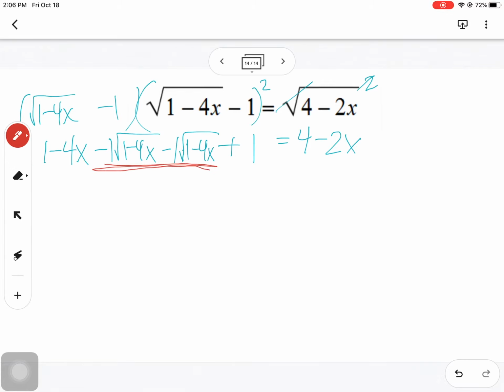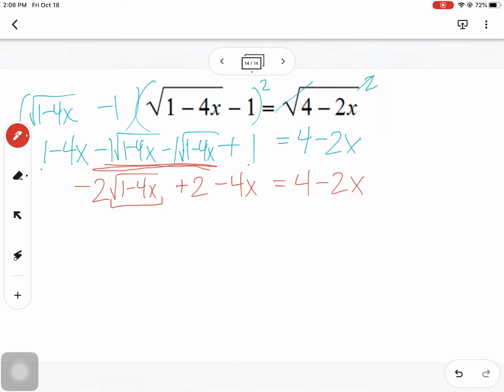These, while ugly, are technically like terms. So I really have negative 2, if I do negative 1 minus 1, square root of 1 minus 4x. Combining the rest of my like terms, I have a 1 and a 1, so this is plus 2, and then minus 4x equals 4 minus 2x. We now basically have to start all over and isolate this radical so that I can try to make that go away.